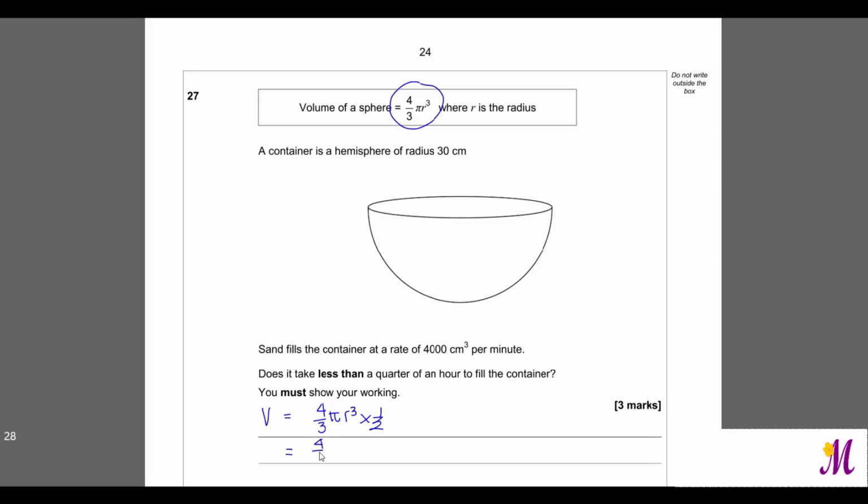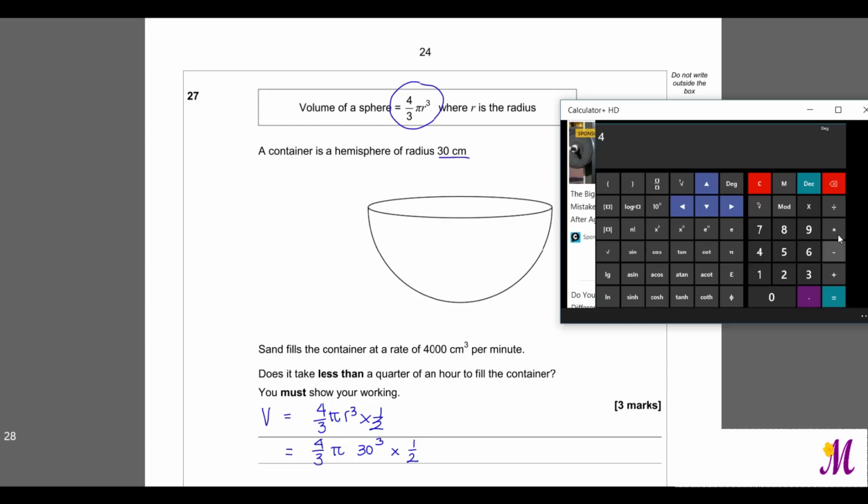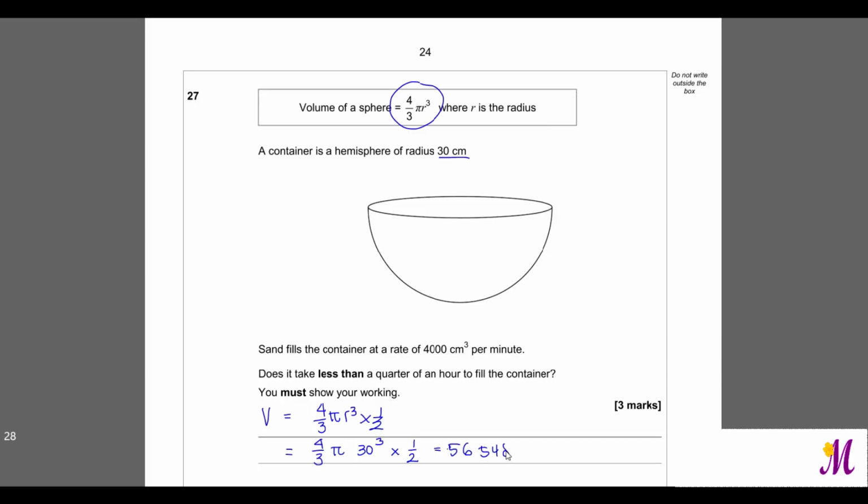So it's 4/3 and then pi, and then the radius is 30 centimeters. So we have 30 cubed here, and then don't forget the half. If we use a calculator, 4 divided by 3 times pi times 30 to the power of 3, and then divide by 2. So we've got the volume is this number, 56548.67. Now to fill this container with the sand, the rate of the sand filling is 4,000 cm³ per minute.